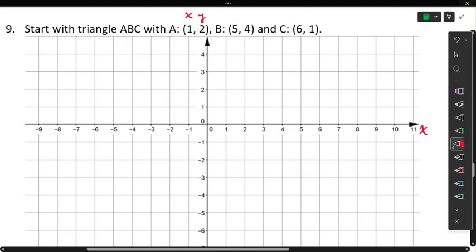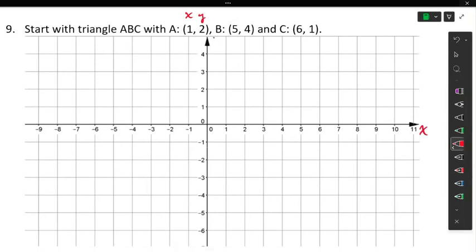And here is our x value. That's our x-axis, rather, and this is our y-axis. And we're going to go ahead and plot each of these points. So the first point is x is 1, y is 2. This is the point A. Our next point is x is 5, and y is the number 1, 2, 3, 4. So this is the point 5, 4. This is B. And then x is 6, and y is 1 is our last point, and that's the point C.